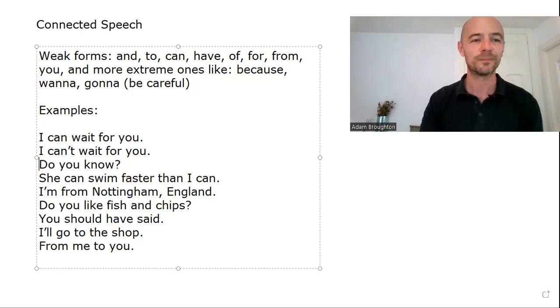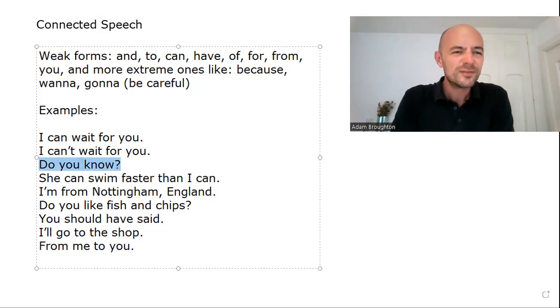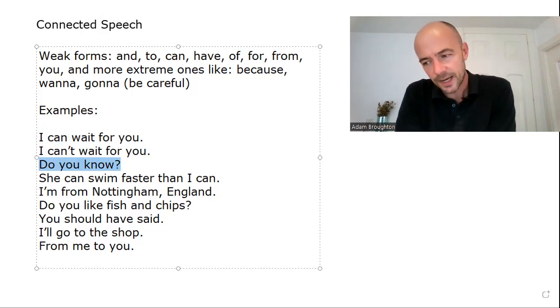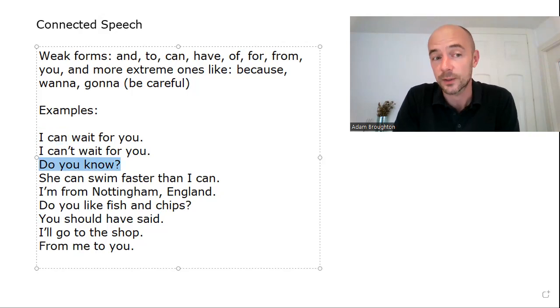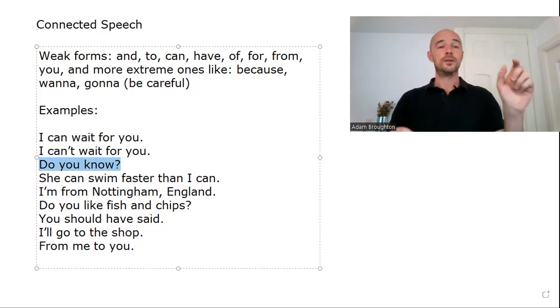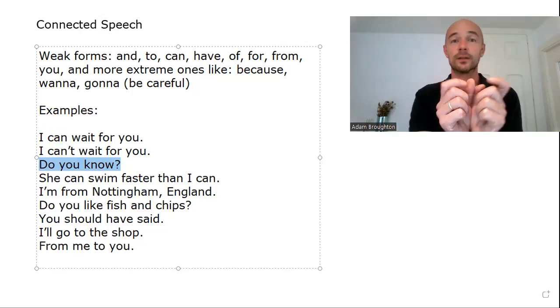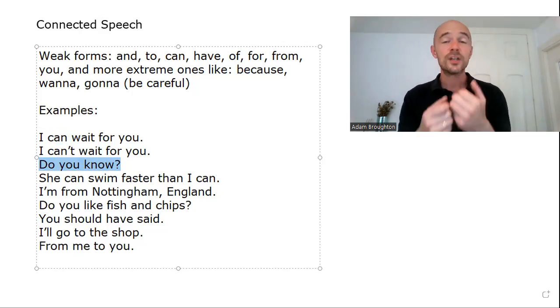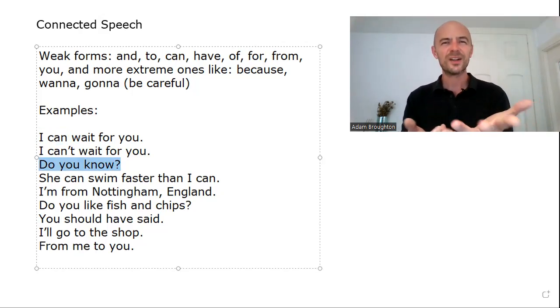That's basically the rule. Do you know? So you can hear that you becomes a weak form. It becomes yeah. Again, I don't recommend you really say this, but most native speakers are going to say it in this way. And do and you almost get contracted to become one word. Do you know? This is very, very common when you're having an informal conversation.